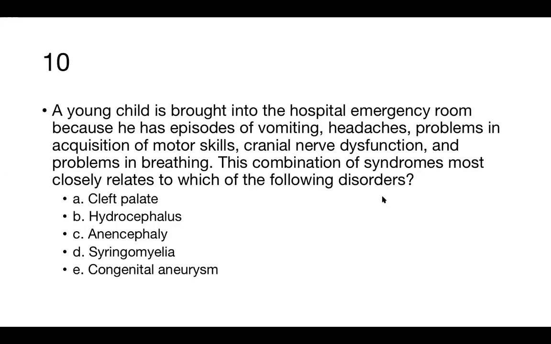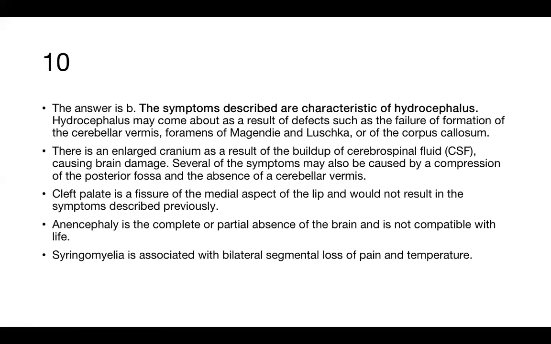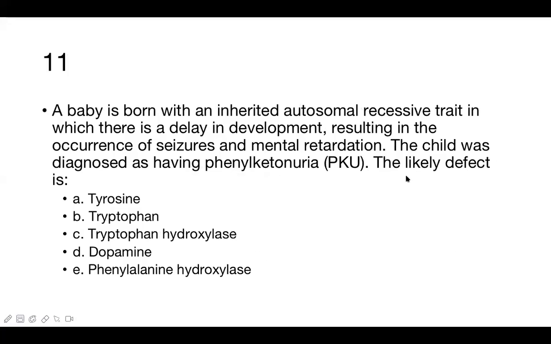Cleft palate. Where is the clue for cleft palate here? Nothing. Anencephaly. Where is the clue for that? The brain is absent in anencephaly, and they have not given anything like that. Syringomyelia is not a disease of the brain. It is a disease of the spinal cord. And congenital aneurysm, they have not mentioned which aneurysm. So in hydrocephalus, most of these features will occur. So this is hydrocephalus. Good. Now, number 11.